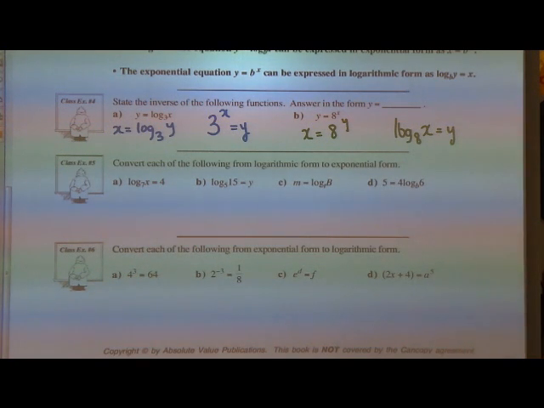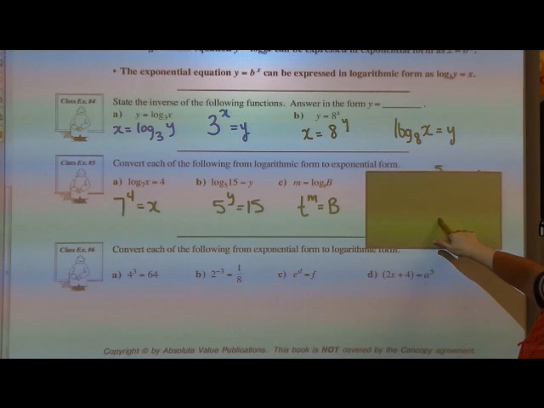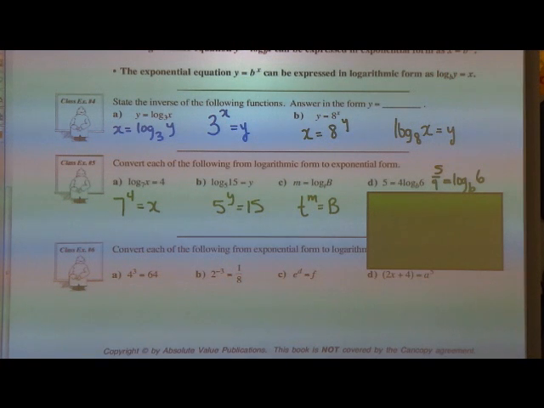So class example number 5 asks to convert each of the following from logarithmic form to exponential form. What I'd like you to do is pause and try these 4 examples and then press play and see if you've got them correct. If I look at the first 3, they should be fairly straightforward: 7 to the power of 4 equals x, 5 to the power of y equals 15, t to the power of m equals b.